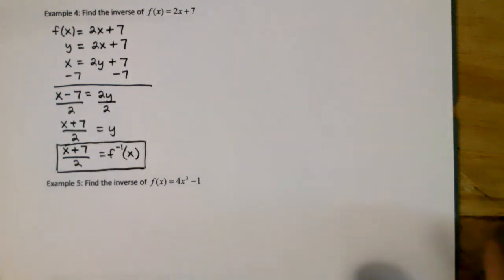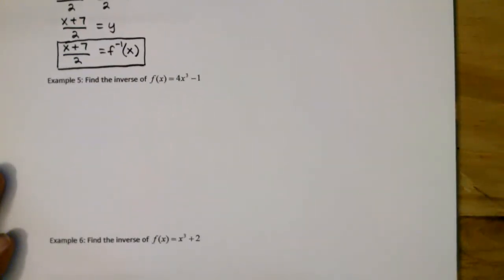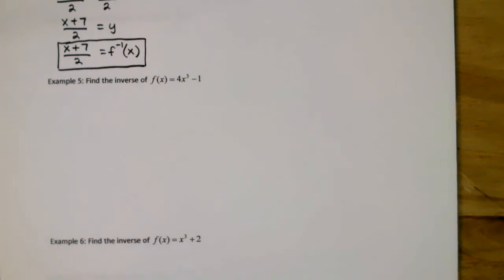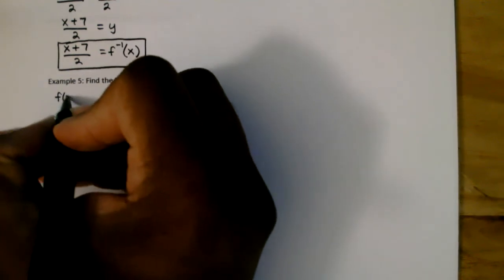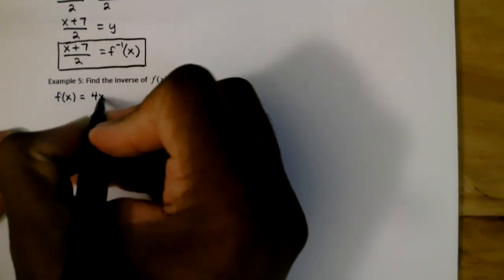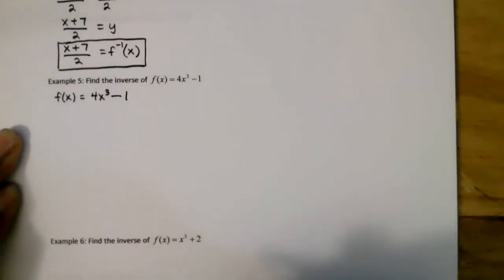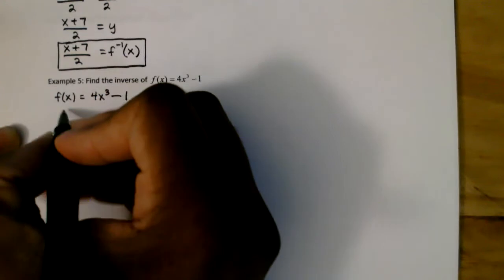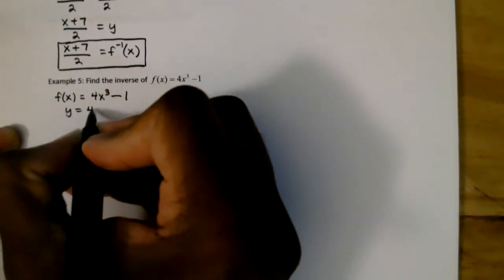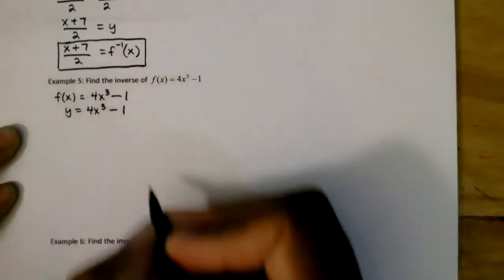All right, let's progress to something probably more challenging, like this one. Find the inverse of f of x equal to 4x cubed minus 1. So here we got f of x equal to 4x cubed minus 1. The first step would be to replace your f of x with y. So here you're going to have y is equal to 4x cubed minus 1.